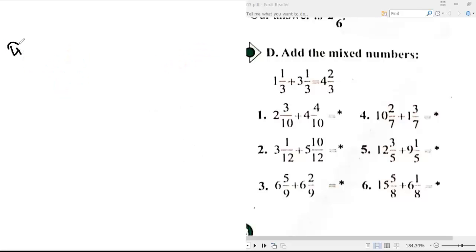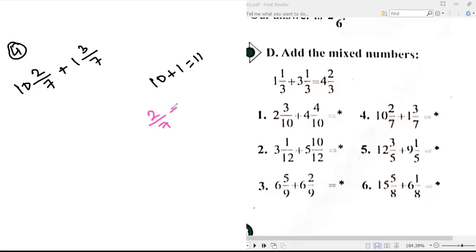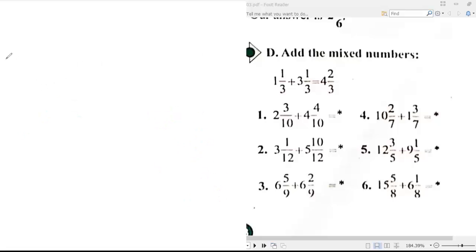Now number 4. Number 4 says 10 whole 2 by 7 plus 1 whole 3 by 7. So how can we solve? At first, we have to add the whole number. 10 plus 1, that is 11. Then add the fraction. 2 divided by 7 plus 3 divided by 7. Since both denominators are same, we have to add only the numerator. 2 plus 3. What is 2 plus 3? That will be 5. 5 by 7. Now add. So our answer should be 11 whole 5 by 7. Very simple.